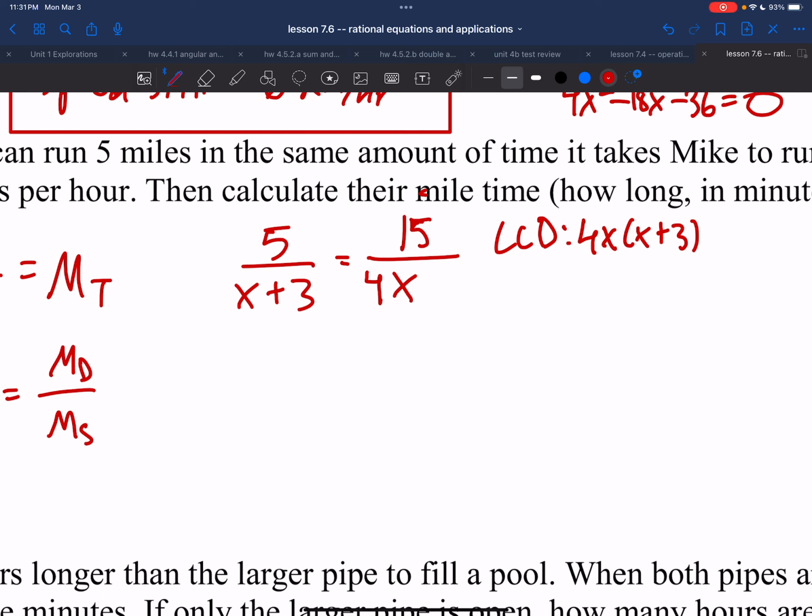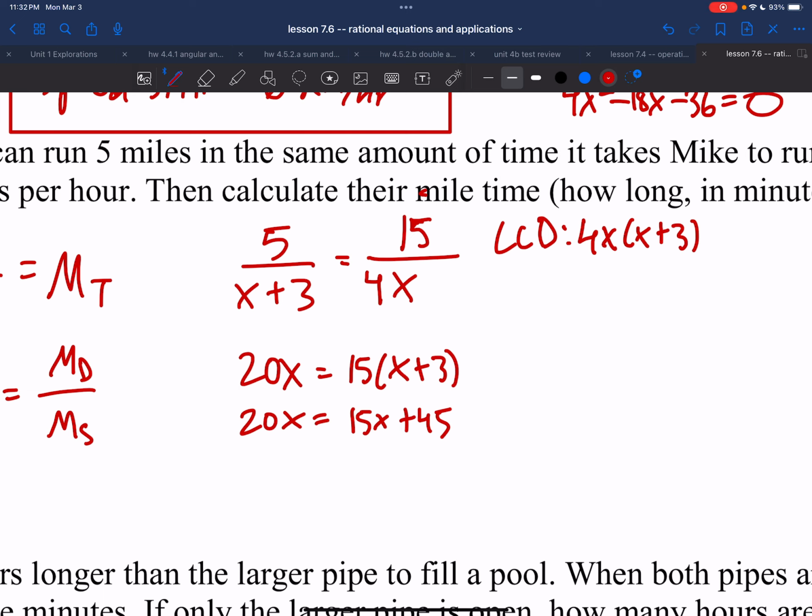And the thing is the x plus 3's for the 5 term, the x plus 3's cancel, and it'll just be 5 times 4x. That's 20x. On the other fraction, 15 over 4x, the 4x's will cancel when multiplied, and I'll be left with 15 times x plus 3. So that's 15 times x plus 3. Distributing that, you get 15x plus 45.